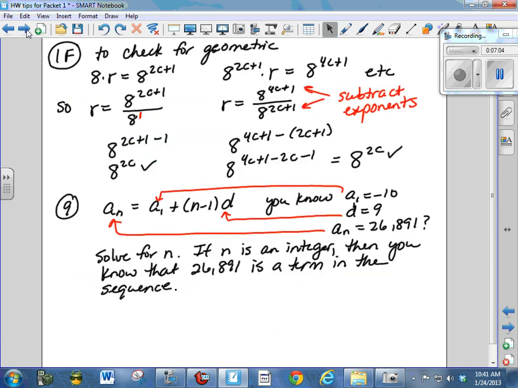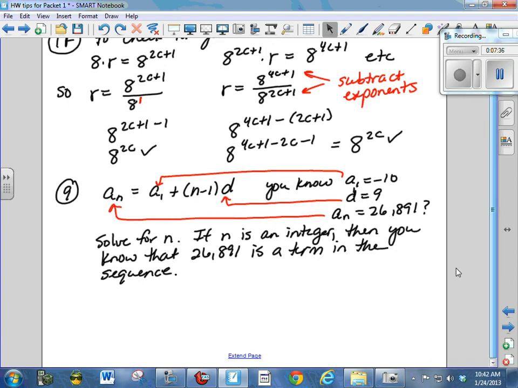Kind of backing up, just in case you had trouble remembering exponent rules, to find r, to figure out what r is, I know that the first term times r gives me the second term, and the second term times r gives me the third term. So r is the second divided by the first term, or the third divided by the second term, and so forth. When you divide two numbers with the same base raised to an exponent, you just subtract the exponents. So if you look here and see how I subtracted exponents, you see how I got r.